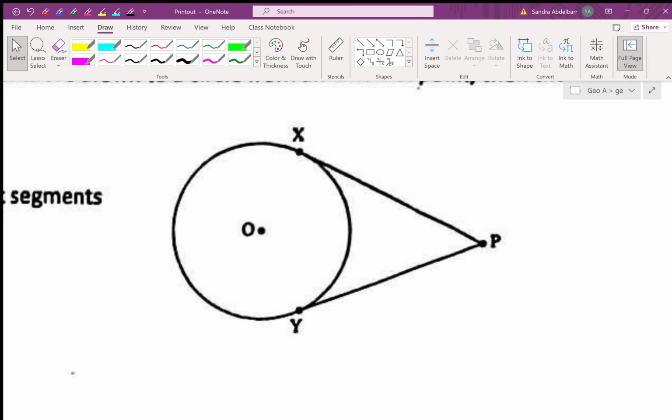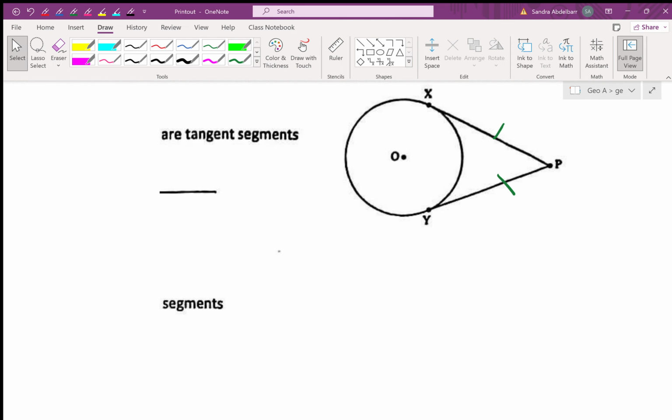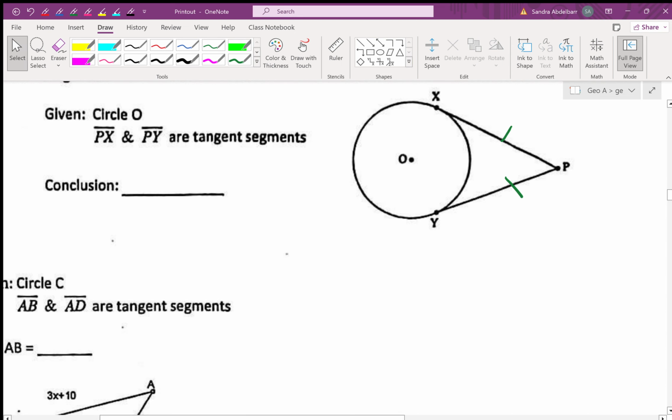So if we have two tangent segments coming from the same point, those two tangents are going to be congruent always. That is what the two-tangent theorem tells us. If we have two tangent segments coming from the same point, they will always end up being congruent. All right, conclusion, PX is congruent to PY.